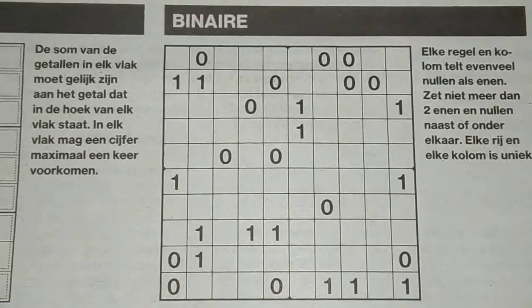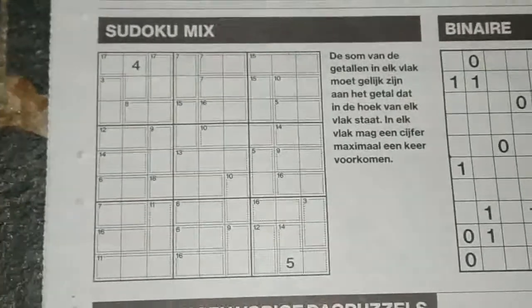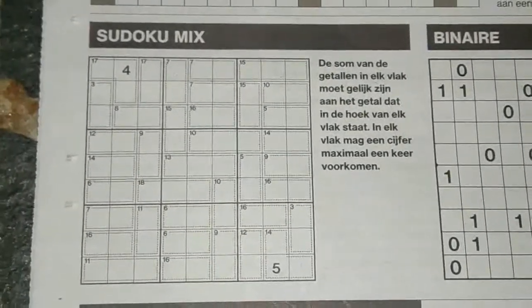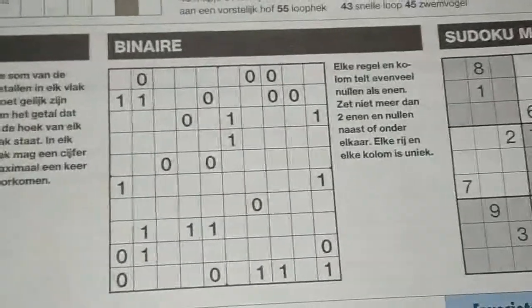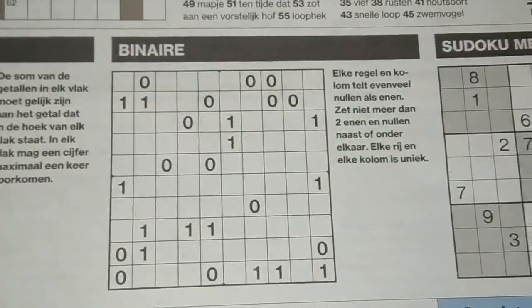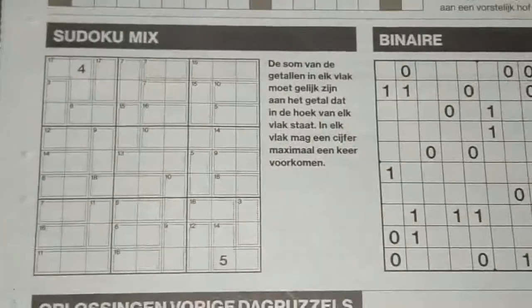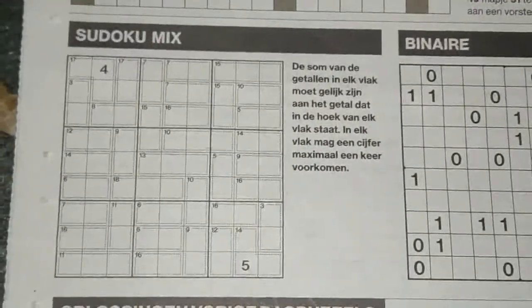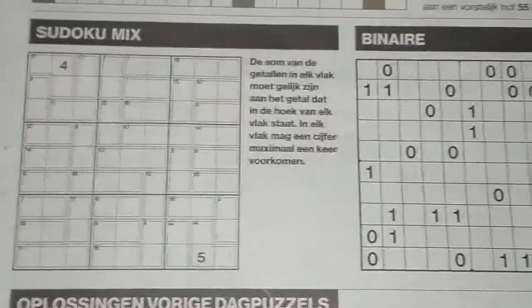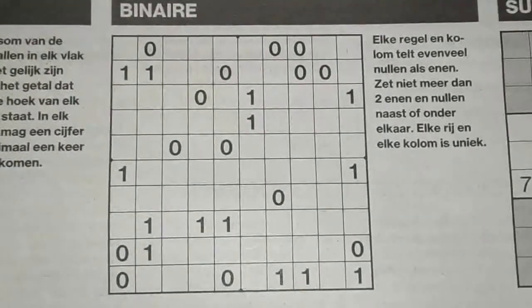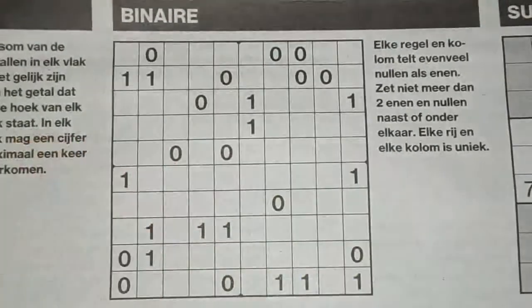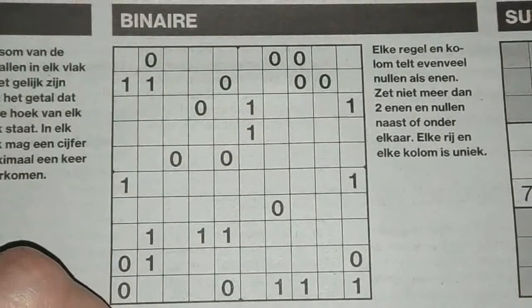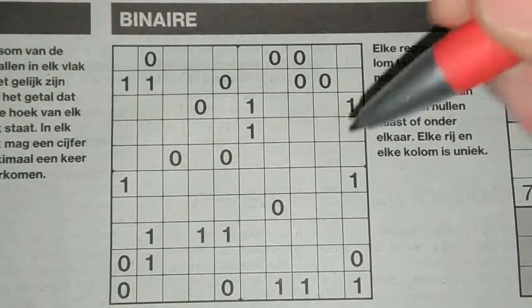In the daily newspaper on Wednesday, March the 4th, 2020, we have not only one Sudoku, not two Sudoku, a medium Sudoku, but three Sudokus. So we start with the binary Sudoku, then the medium Sudoku, and later on the killer Sudoku, aka Sudoku mix. So let's get started with this binary Sudoku.